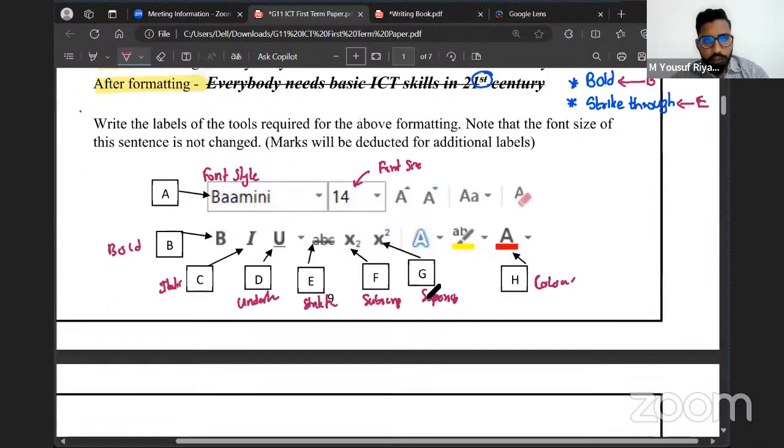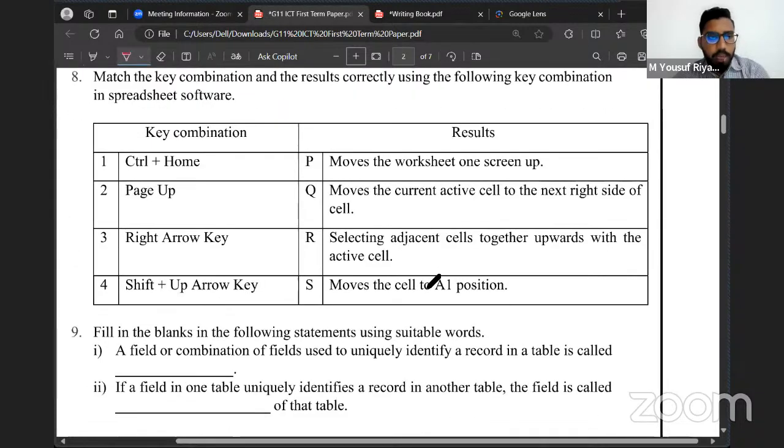Fine. Let's go for the next one. Match the key combination and the results correctly using the following key combination in spreadsheet software. In spreadsheet, they are giving you certain combinations and they are asking you to follow.